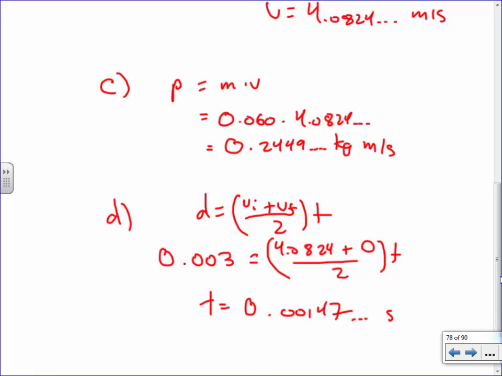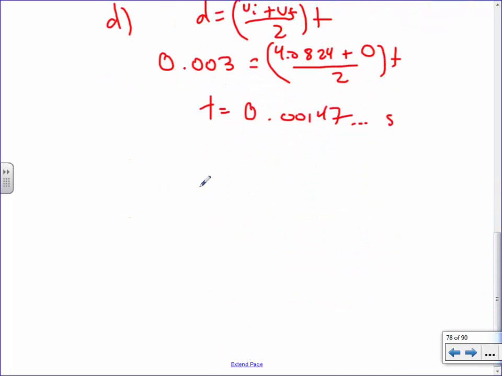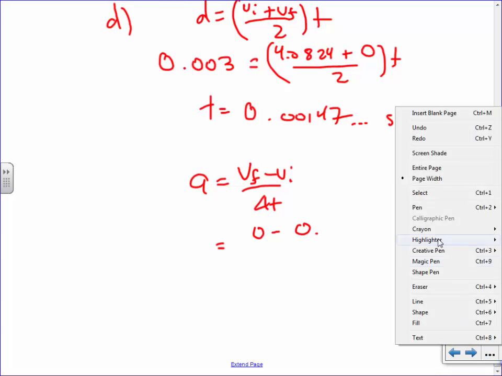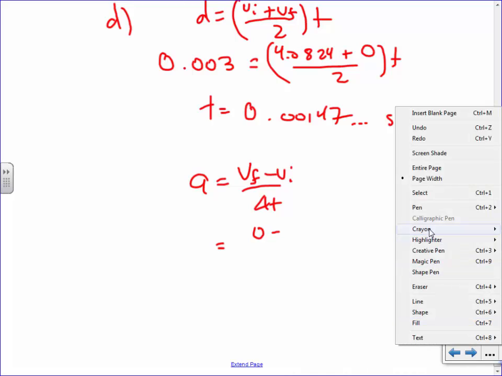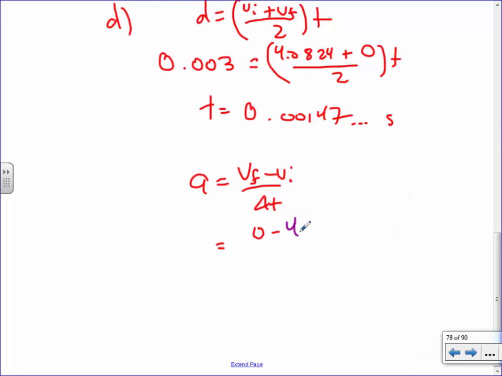Anyways, now that we have time though, we have to use it in the other formula again, which is that a equals v final minus v initial over change in time. Now that we have that information, we can find the acceleration, which should be negative because it was slowing down. So it'll be 0 minus 4.0824, divided by 0.00147.